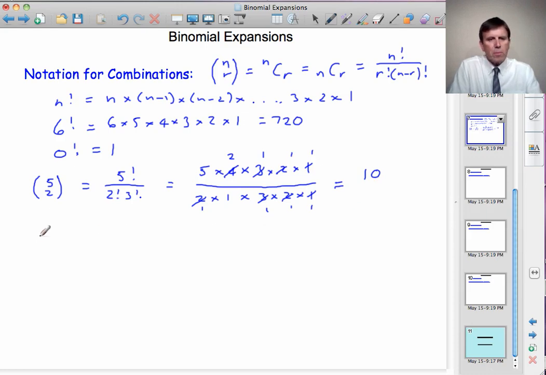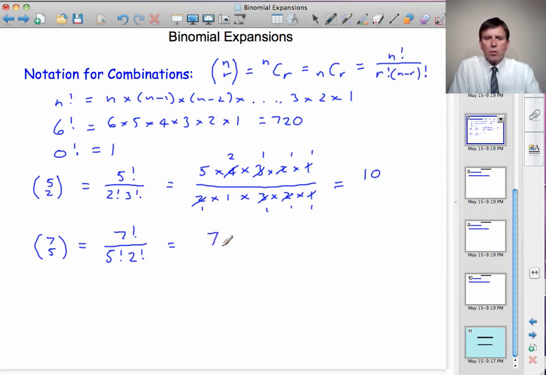A second example, 7 choose 5. Well, this is equal to 7 factorial over 5 factorial times 2 factorial, the 7 minus 5 giving you the 2. Now I could write it all out in full like that, but there's no need, because this will be 7 times 6 times 5 times 4 times 3 times 2 times 1, but the 5 factorial will cancel out the 5, 4, 3, 2, 1. So I just need to write the 7 times the 6.